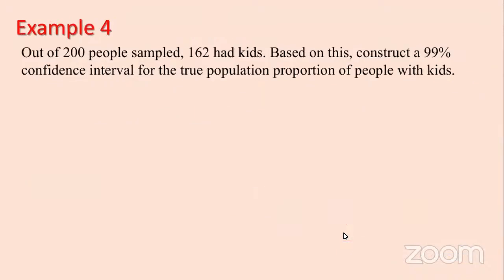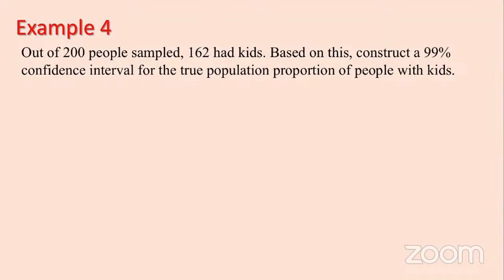Okay, here we have the example. You can see that the question looked really short, but let's find out how we can do it. I hope it is just that easy also. So what they are saying, out of 200 people sampled, we are talking about a sample of 200 people, 162 had kids. Out of 200, 162 of them have kids, right? So based on this, construct a 99% confidence interval for the true population proportion of people with kids.